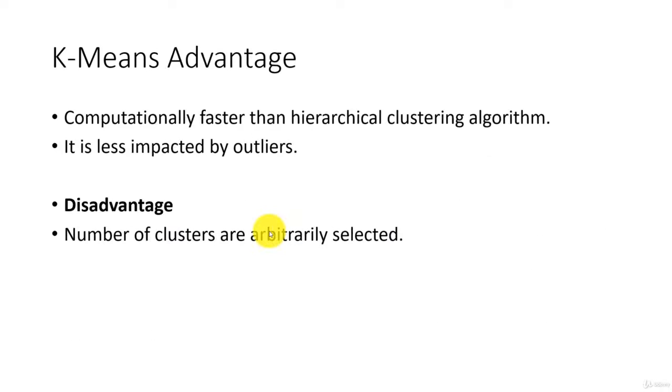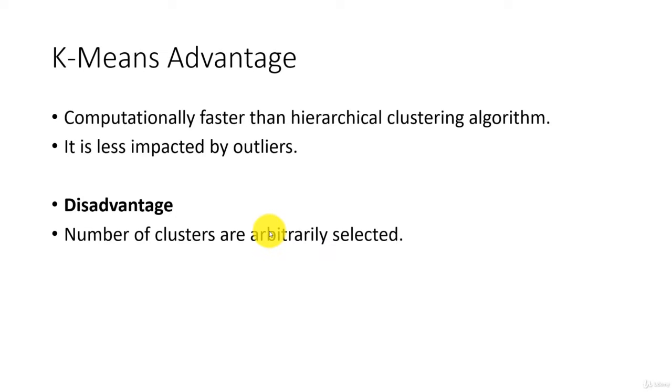The reason why k-means is so popular is that computationally it is faster than many other hierarchical clustering algorithms. Those are used when the number of data elements is not very high. Hierarchical or other techniques are suitable when the data size is not very big. But with bigger data sets, k-means is the preferred option. K-means is also less impacted by outliers, so it is data friendly.